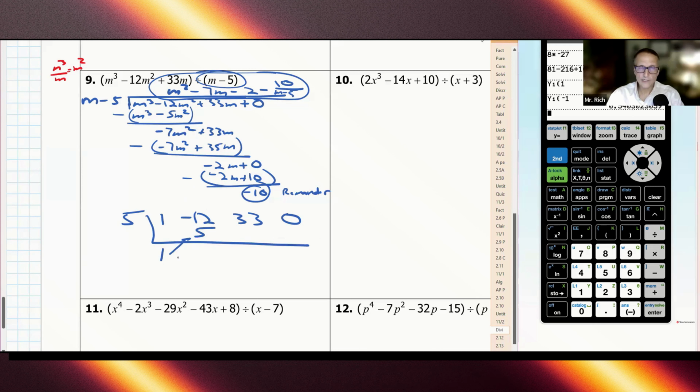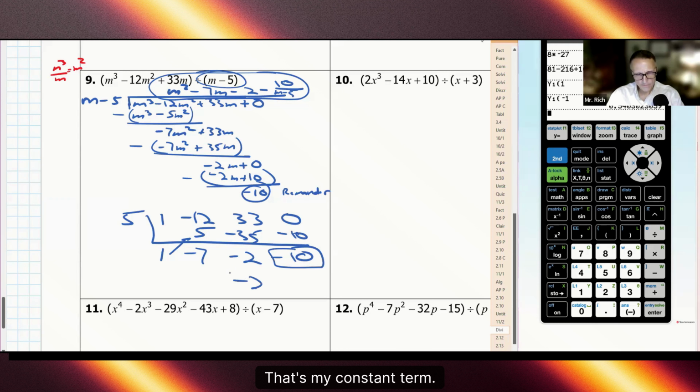And then I do addition, not subtraction. Negative 12 plus 5, negative 7. 5 times negative 7 is negative 35. I add, I get a negative 2. Multiply, get a negative 10, add negative 10. This is my remainder. That's my constant term.